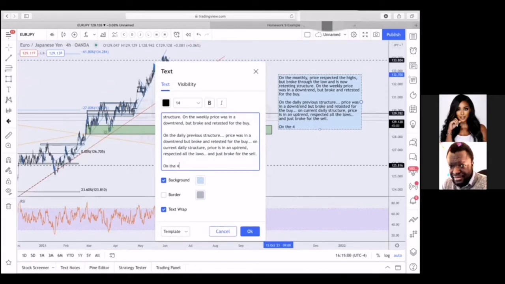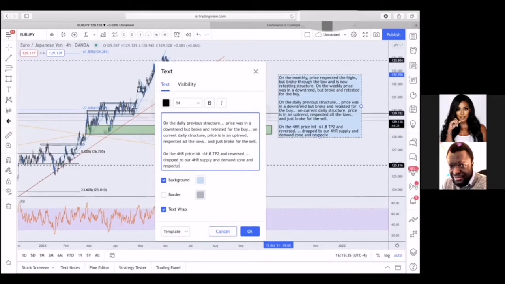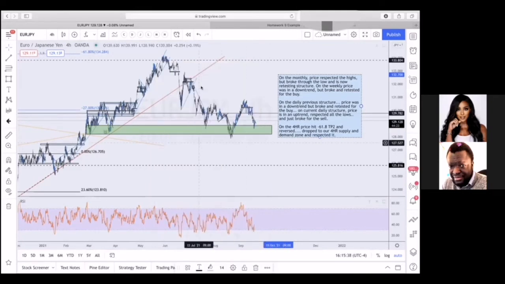On the 4-hour, price hit negative 61.8 and TP2 and reversed, dropped to our 4-hour supply and demand zone and respected it. Do you have any questions about what I did so far before I go to the 1 hour?